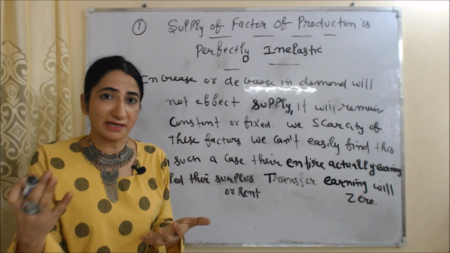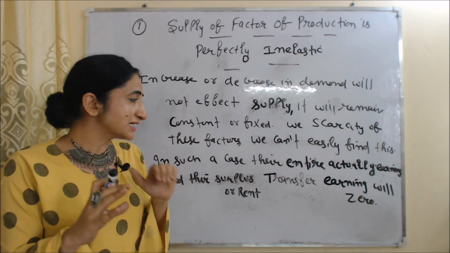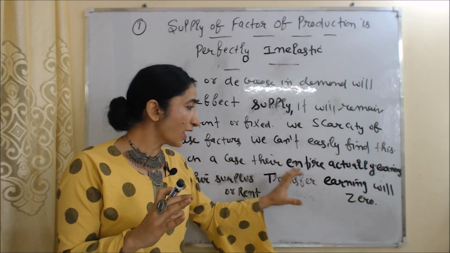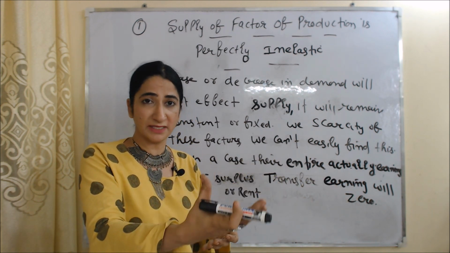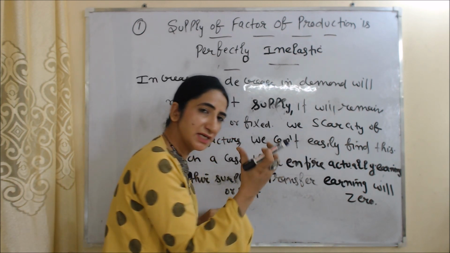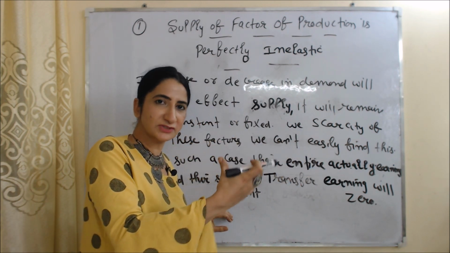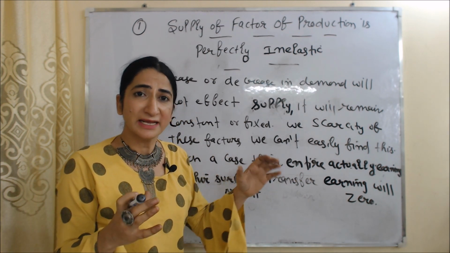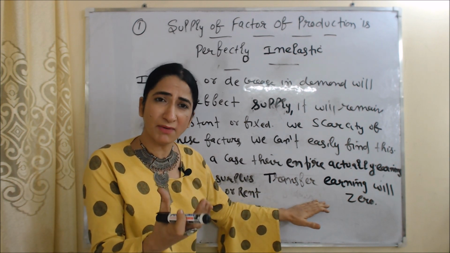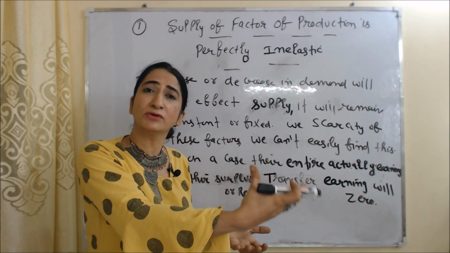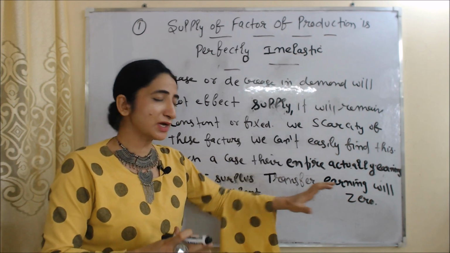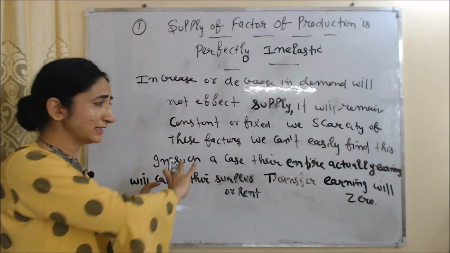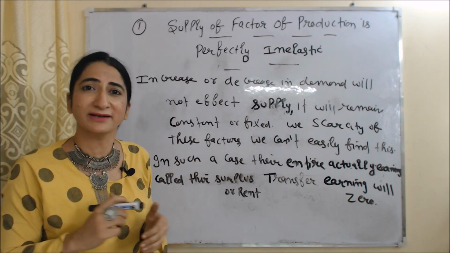Here our factors are scarce, we cannot easily find them. That's why in such a case the transfer earning of the factor of production will remain zero. But why will it remain zero? As we know, transfer earning is the minimum amount that a factor of production must receive. But if factors of production are very scarce, we cannot easily find them. In such a case, we cannot set any minimum amount for them. Now we have to pay whatever amount they charge. That's why their transfer earning will remain zero and their entire actual earning will be called their surplus, or we can say their entire actual earning will be called their rent.